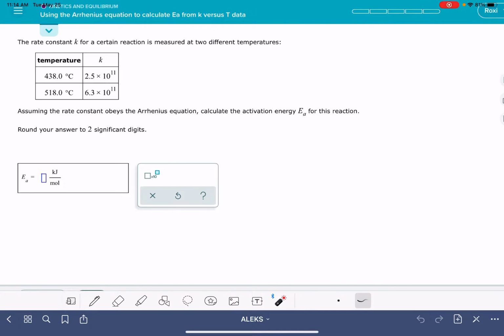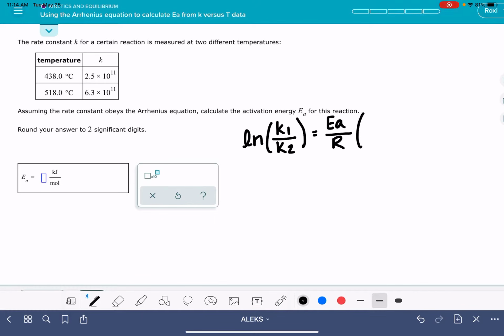In this video, I'll show you how to solve the ALEKS problem called using the Arrhenius equation to calculate E sub A from K versus T data. To solve this problem, we are going to be using the Arrhenius equation in this form: the natural log of the rate constant number 1 over the rate constant number 2 is equal to E sub A, which is what we're trying to calculate, over R, the gas constant, times temperature 1 minus temperature 2 over temperature 1 times temperature 2. It's a pretty big equation, but not super hard to use.